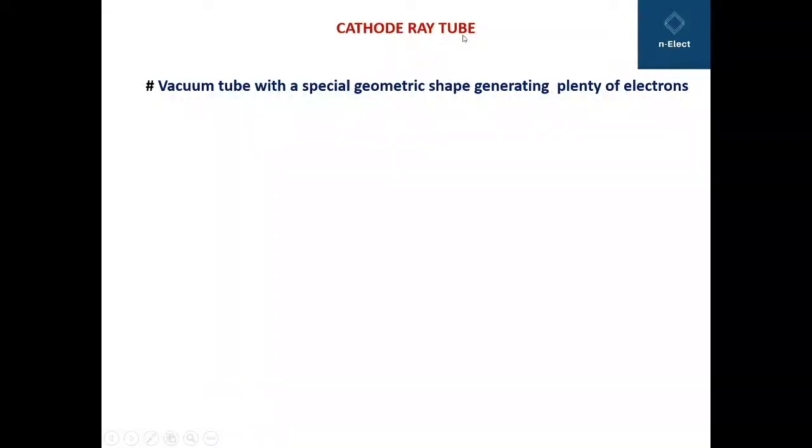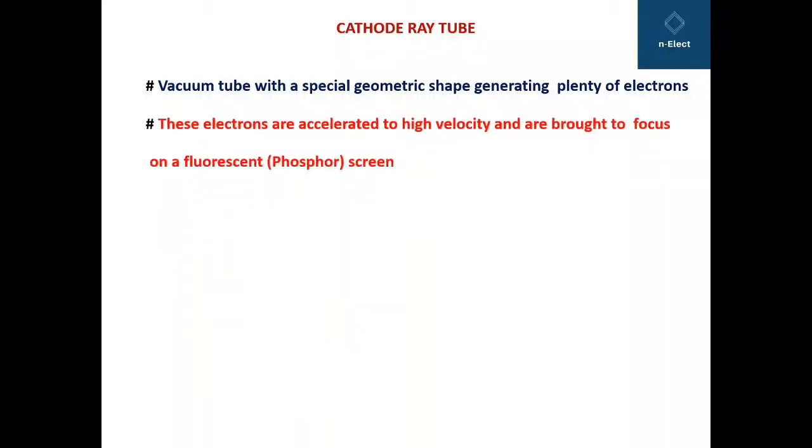Through this video we are going to see the cathode ray tube, in short called CRT, which is basically the heart of the CRO, that is, the cathode ray oscilloscope. Now what is a cathode ray tube? It is basically a vacuum tube with a special geometric shape which can generate plenty of electrons. These electrons are accelerated to high velocity and brought to focus on the fluorescent screen.